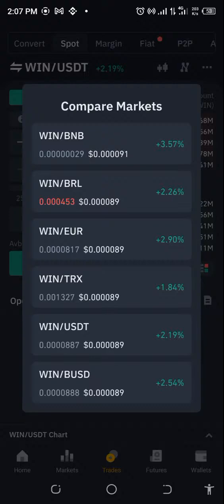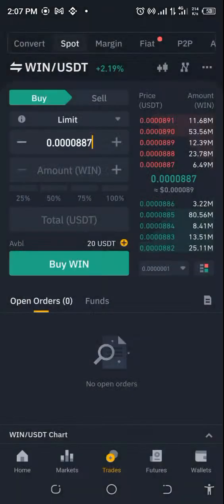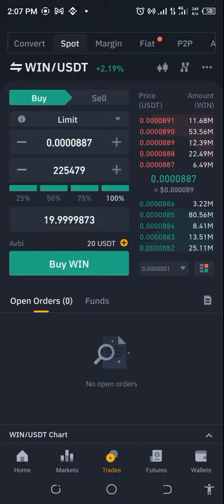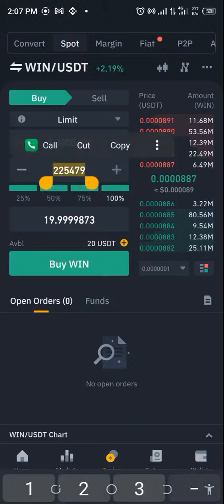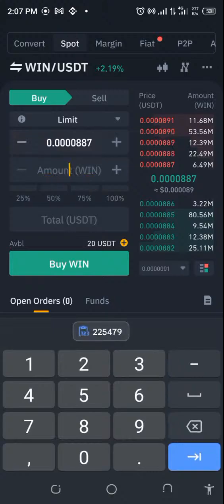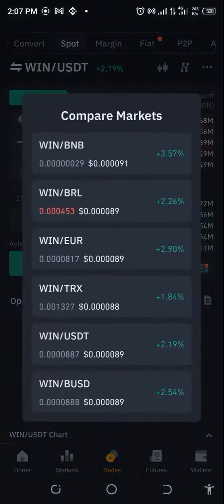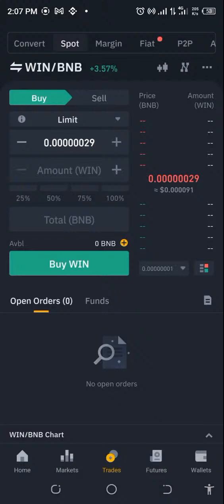So we have WIN USDT as 0.00000089 and WIN BNB as 0.000091. So let's go ahead and try this out with the basic simulation using WIN USDT. Let's work with the 20 USD that we have here. We're going to pick up about 100% and then cut that out and see what we're going to get. This is just basic, right? So let's go over to the compare markets and try it out here.